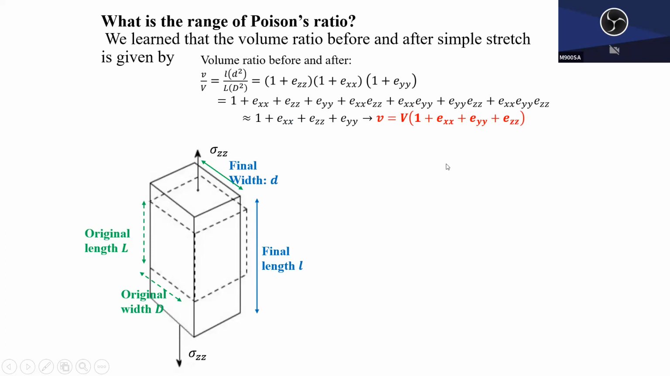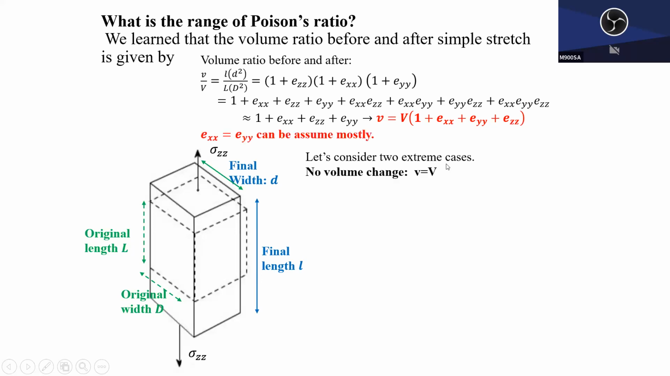Now, on this slide, I'm going to talk about what values of Poisson's ratio are possible. A couple of slides back, I said that if you put the test sample onto the stretch test, you can find out the volume change between before and after. The volume ratio, ignoring the higher-order terms, can be given this way.